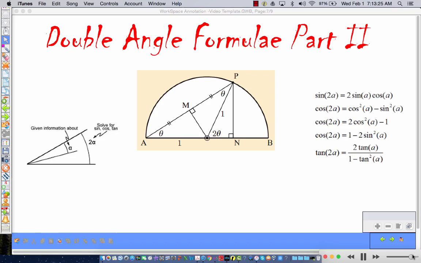And today we are continuing our discussion on double angle formulae. So this is part 2.